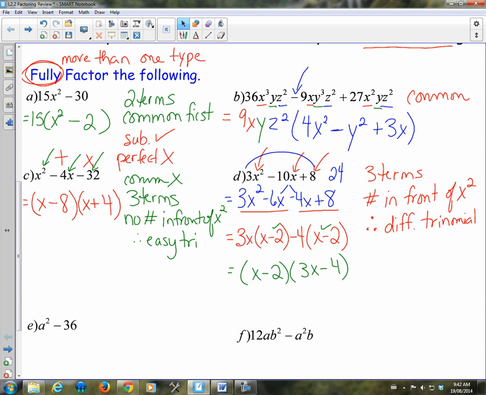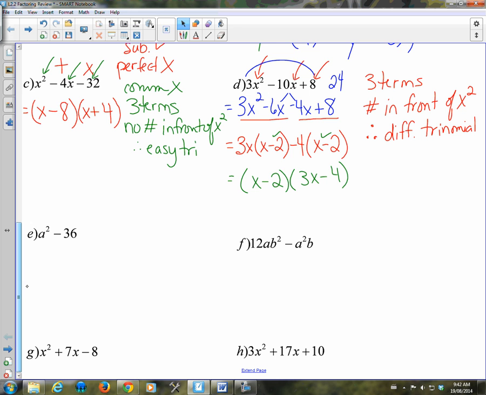So we've had a common factor. We've had another common factor that looks different. We've had an easy trinomial. We've had a difficult trinomial. Let's see what's next.